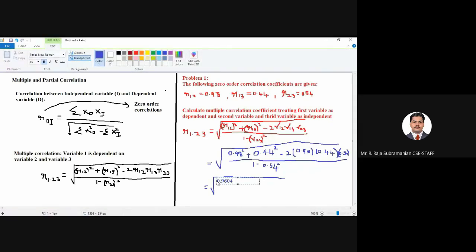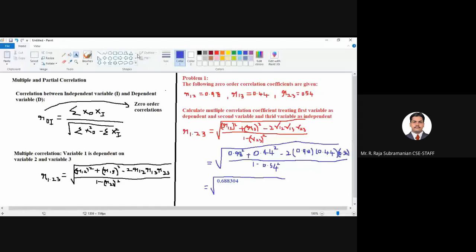Okay, next 0.44 squared. Numerator is 0.688304. This is the numerator, that is 0.98 squared plus 0.44 squared minus 2 into 0.98 into 0.44 into 0.54, divided by the denominator.